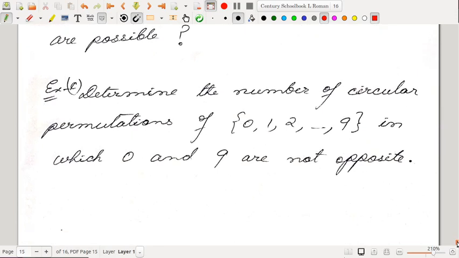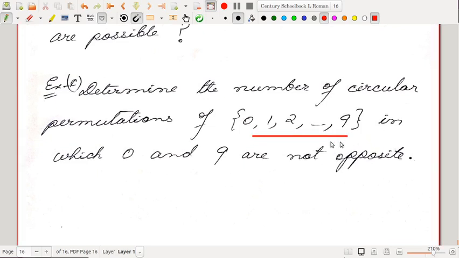The third one is: determine the number of circular permutations of 0, 1 up to 9 in which 0 and 9 are not opposite to one another. There are 10 objects here. So you have to determine the number of circular permutations of 0, 1 up to 9 in which 0 and 9 do not appear opposite to one another, that means diametrically opposite. Please try to do these problems.